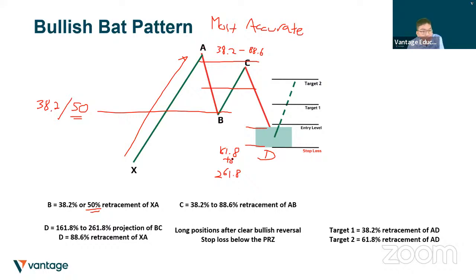However, the 88.6% retracement of XA, so you're looking at XA now, is the most important level in the potential reversal zone. A long position should be considered after a clear bullish reversal in this green box that I'm highlighting, with a stop loss placed below the PRZ. Target 1 for this pattern is 38.2%, while target 2 extends to 61.8%.